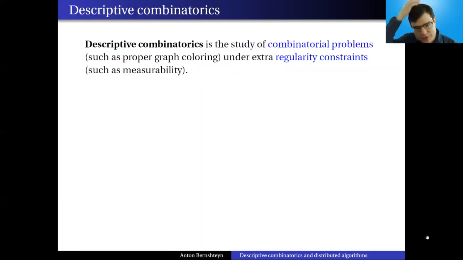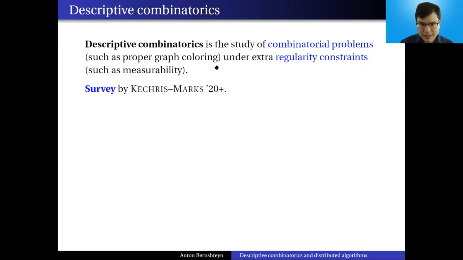All right. So now, more generally, descriptive combinatorics deals with these sorts of problems, combinatorial problems such as proper graph coloring under extra regularity constraints such as measurability. And if you're interested, there's this dynamic survey by Kechris and Marks that covers a lot of state-of-the-art results in the area. So again, the main combinatorial problem I will look at in this talk is proper graph coloring as a main example. But there are different types of regularity constraints I want to mention.